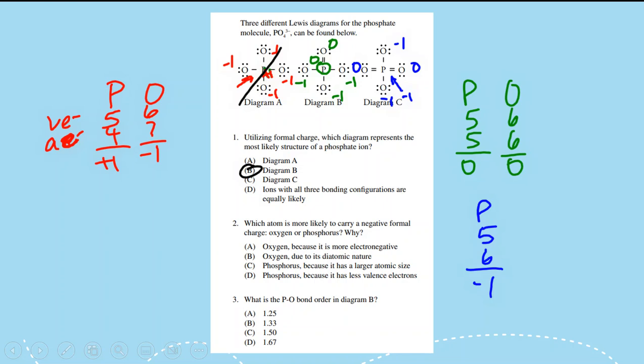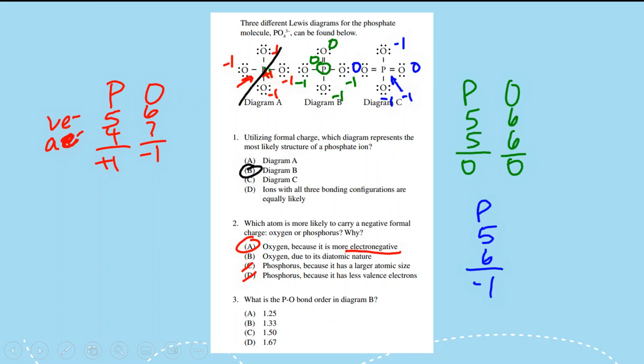All right, which atom is more likely to carry a negative formal charge, oxygen or phosphorus, and now why? Hopefully we can answer that now. We can pretty much say C and D are out now. We know it's oxygen, but let's see if we can get the right why. Oh, that's pretty easy. It's A, more electronegative. More electronegative means it's going to have a stronger attraction for electrons, so it would make sense that it would be more negative. What is the P to O bond order in diagram B?